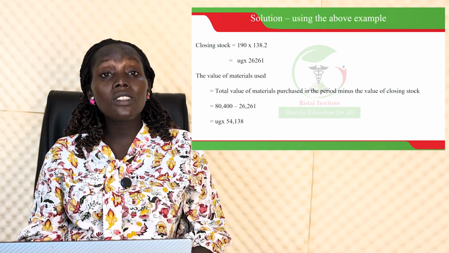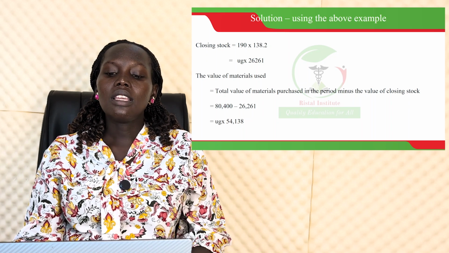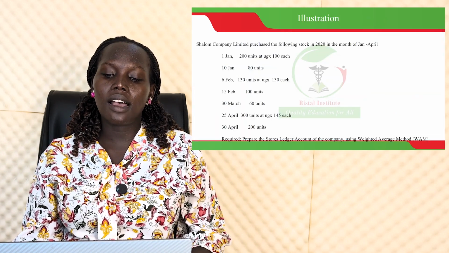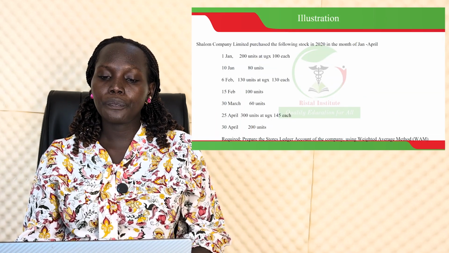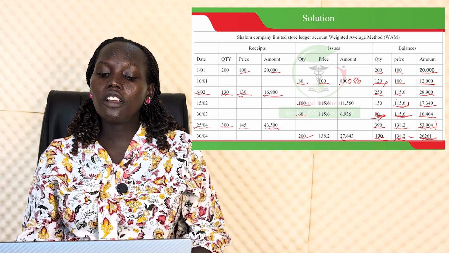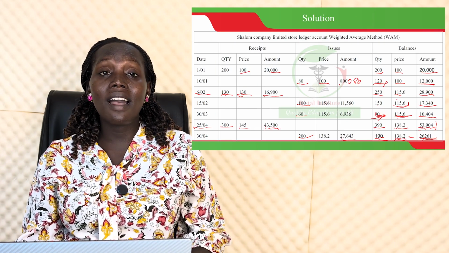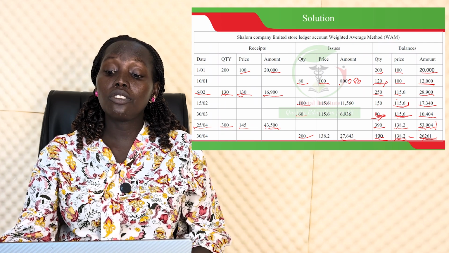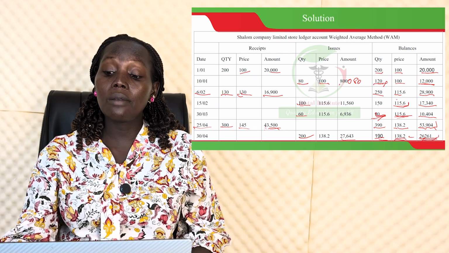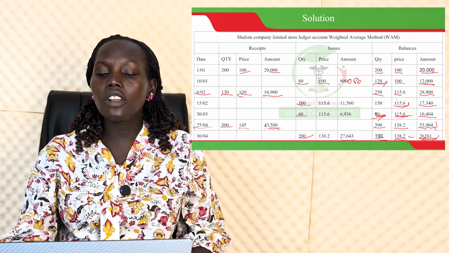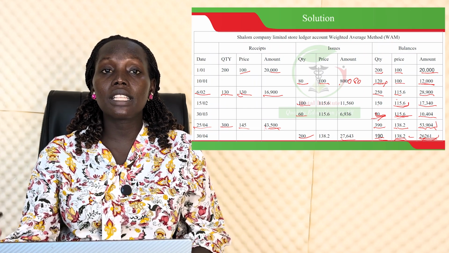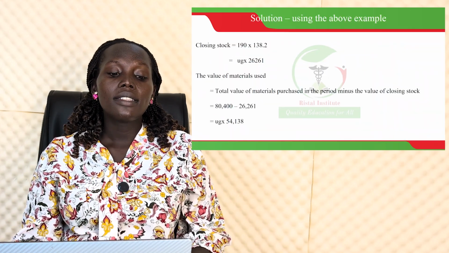It means that your closing stock should be the same. If you want to prove your answer, your closing stock should be the same as the one you've got in your last balance. If it is not the same as your last balance, it means that you made an error somewhere.